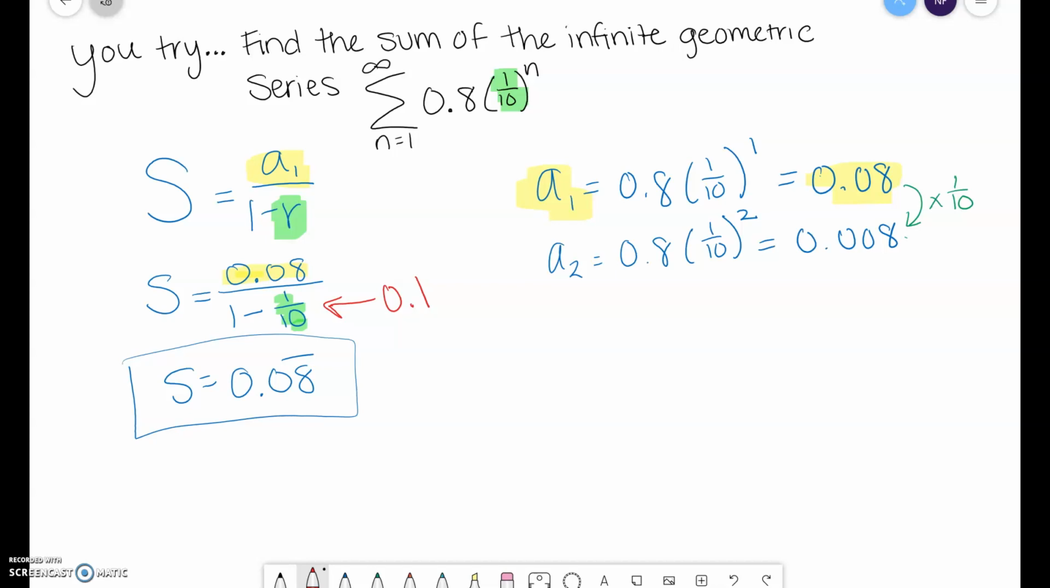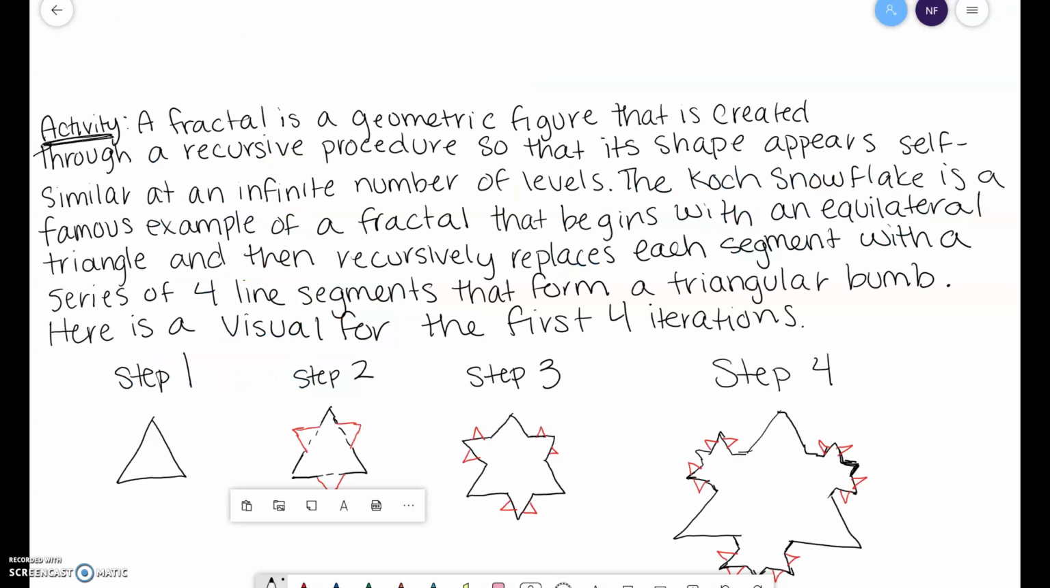Okay, so I have an activity that I want you to go ahead and give a try. So I'm going to switch to that screen. Okay, so at first you're like, whoa, that's a lot of writing, right? So let's just break it down. We're looking at a fractal, which is a geometric figure created through recursive procedure. So basically, we're just going to look at one example of a fractal. There are many different fractal examples, but we're going to look at this one here, where in the first step it just starts with an equilateral triangle.